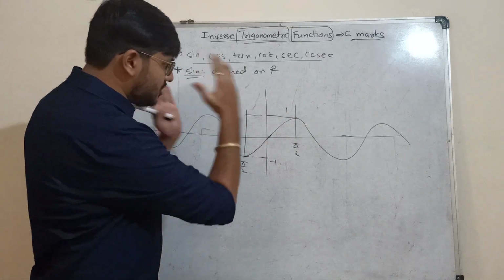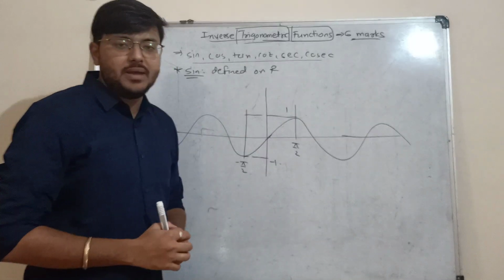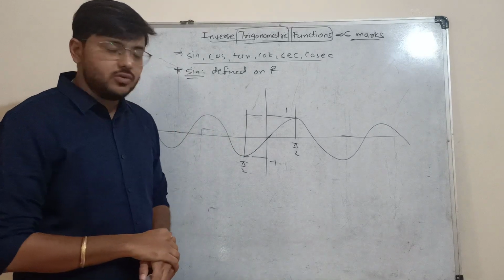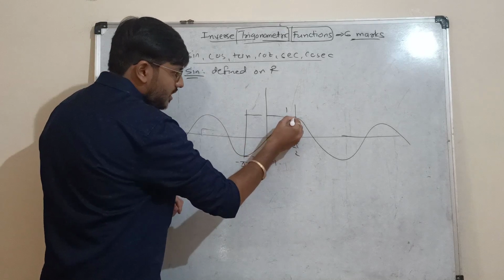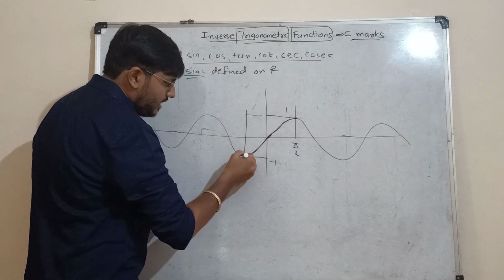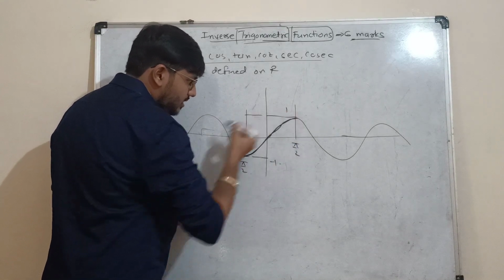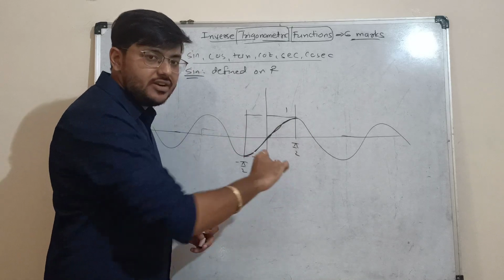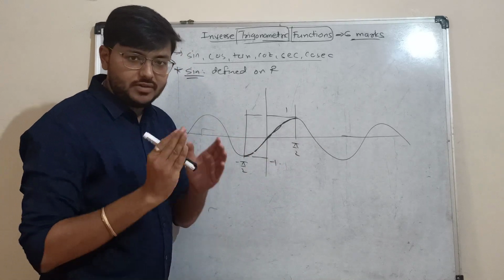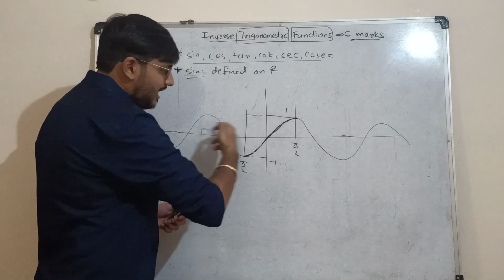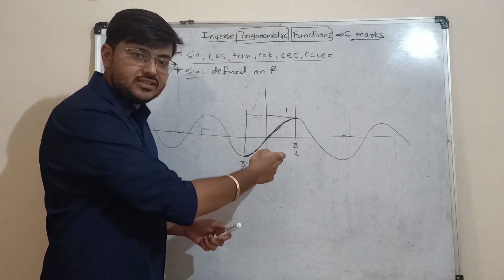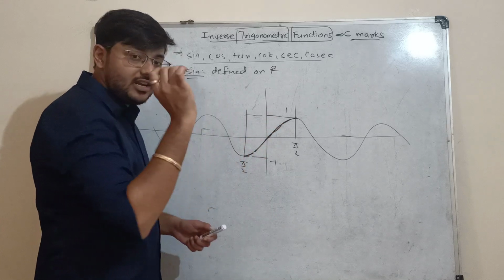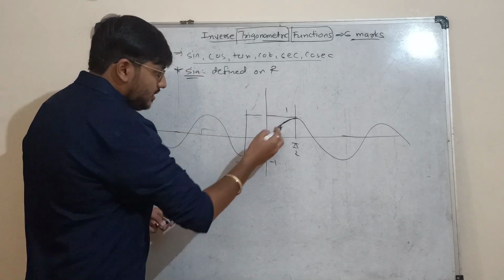So just check this particular interval, minus pi by 2 to pi by 2. In this particular interval you can say that the function is 1-1. Why? Because if you plot any horizontal line, according to the graphical representation of a 1-1 function, any line parallel to the x-axis will intersect this graph at a unique point, right?